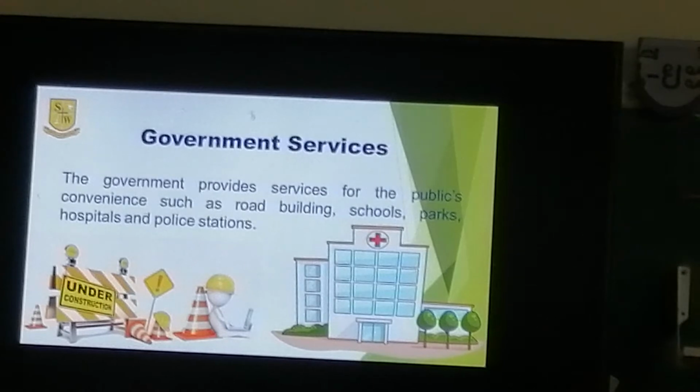Okay, so the government pays for the salary of the teachers. Government teachers. Okay, you understand? Okay. All right.